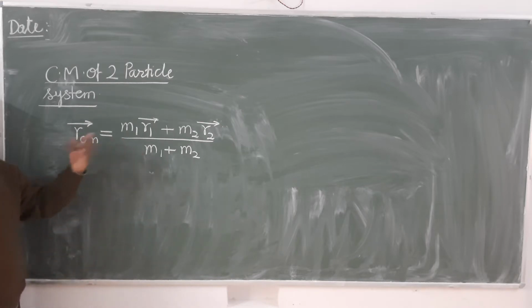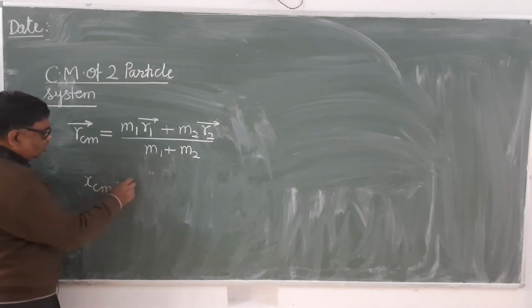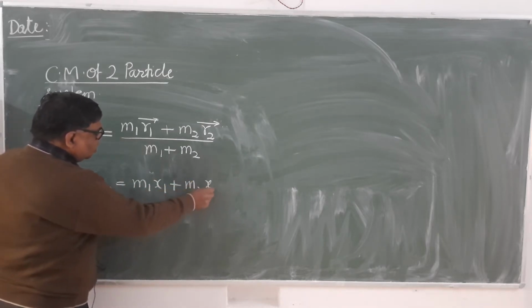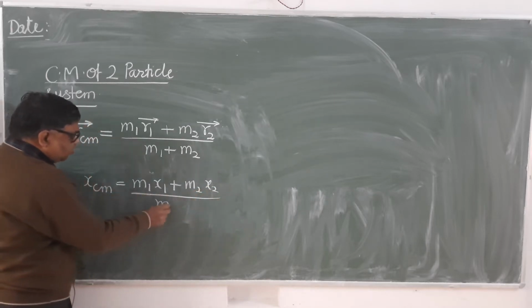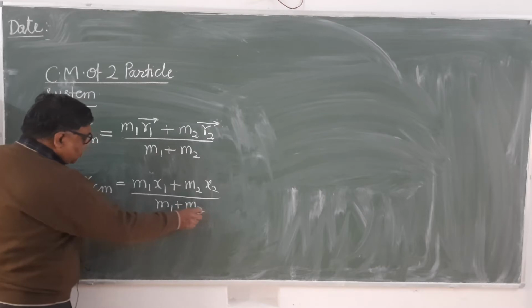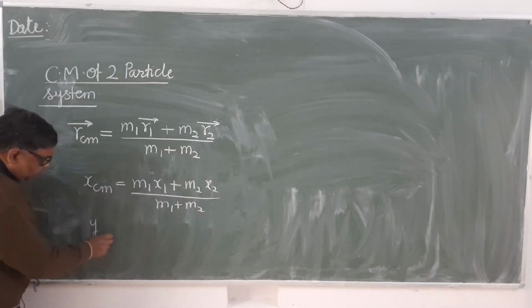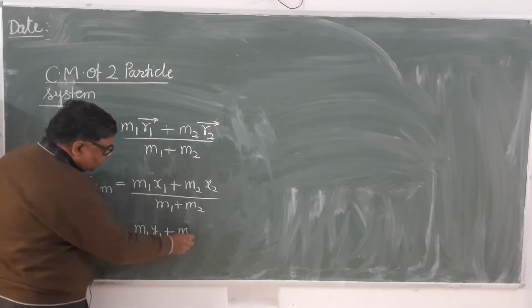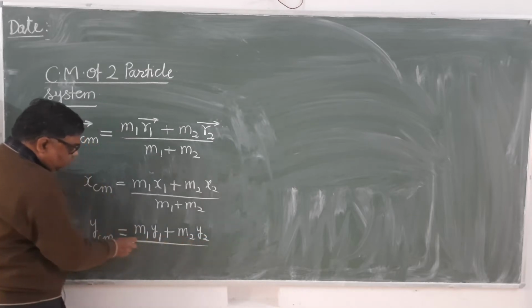Then I derived the Cartesian coordinates of the center of mass, meaning the x coordinate and the y coordinate of the center of mass. So I told that xcm will be equal to m1 x1 plus m2 x2 divided by m1 plus m2, and ycm will be m1 y1 plus m2 y2 upon m1 plus m2.